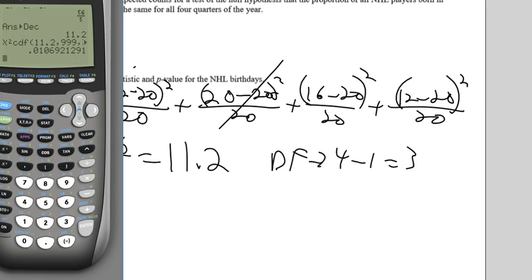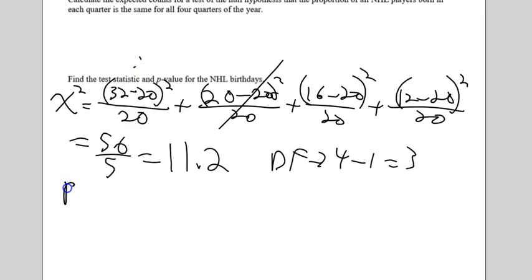Now careful, the 6 rounds up because of that 9. So our p-value is 0.0107. That's it.